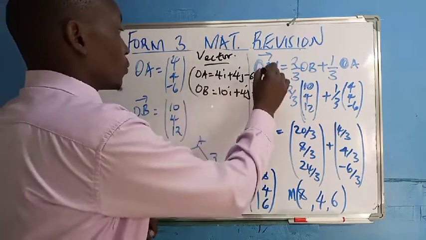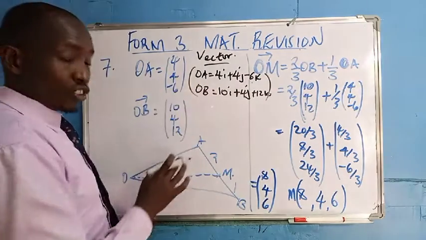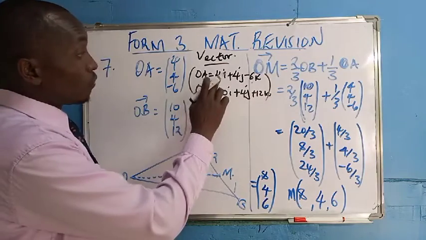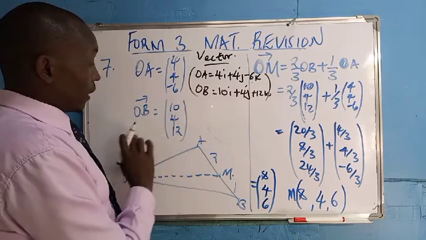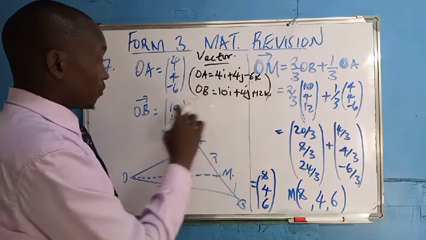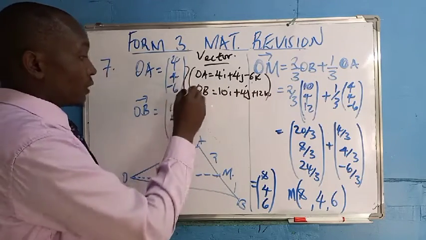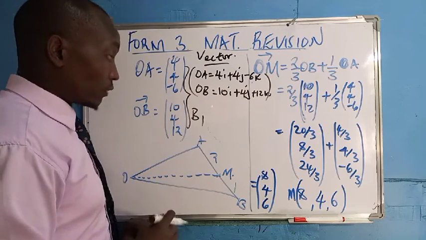So this is all that the student was expected to change into the column form. 4, 4, negative 6. That is the vector OA. Then 10, 4, 12. By doing that, the student has the first mark.